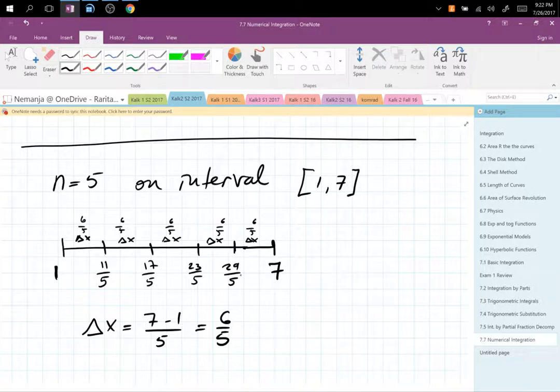4, 1, 2, 4, 2, 4. No, sorry. 1, 4, 2, 4. I can't do 1 here because I have the next one, right? So either way, Simpson's doesn't work out with odd n. But you have trapezoid, you have midpoint. And if you haven't figured out by now, the midpoint tends to be the best for most cases, right? Because of the cancellation on both sides.